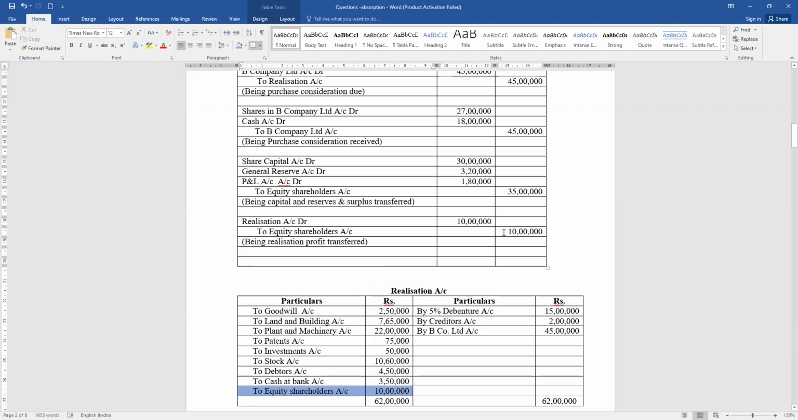Realization profit transferred. Finally, you are going to settle. Whom do we have to settle? The equity shareholders. Whatever you have received from the purchasing company, entirely you are going to give, because there are no expenses, nothing you have done. So whatever you receive, everything should be transferred to equity shareholders account. Okay. The entry is receipt. Okay. Equity shareholders account debit.